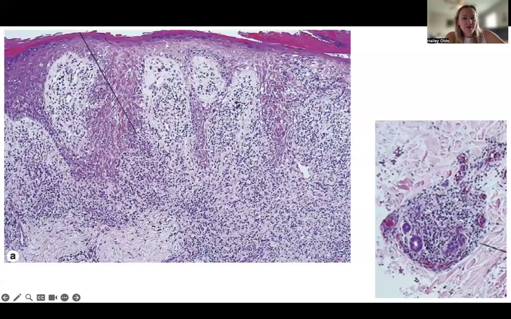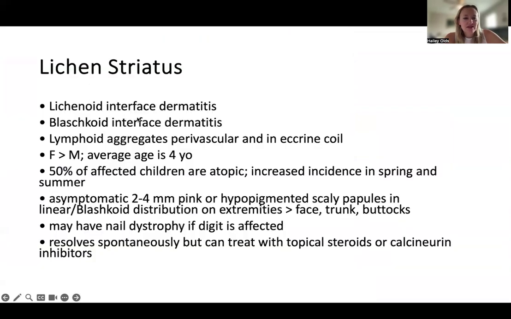Okay, so this one we definitely have, I would probably say, more of a lichenoid type interface here with a lot of inflammation. And the inflammation is also involving the eccrine coil. There's some spongiosis going on in the epidermis here too. So this is lichen striatus. This is a lichenoid interface dermatitis with perivascular and perieccrine inflammation as well. A lot of the kids who get this have atopic dermatitis, and it just self-resolves.